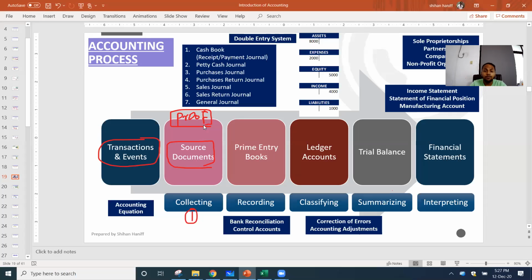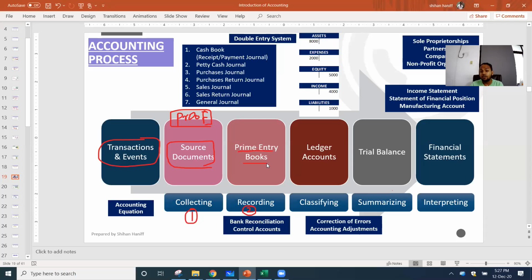So the accountant, the bookkeeper, or the person who is handling the accounts, his first task is collecting. We collect all the bills, receipts, vouchers, debit notes, credit notes, we collect everything. Then we have to record. This is the second step. Recording. Where do you record? We record in prime entry books, the initial set of books. We have to record all these transactions in the initial set of books.